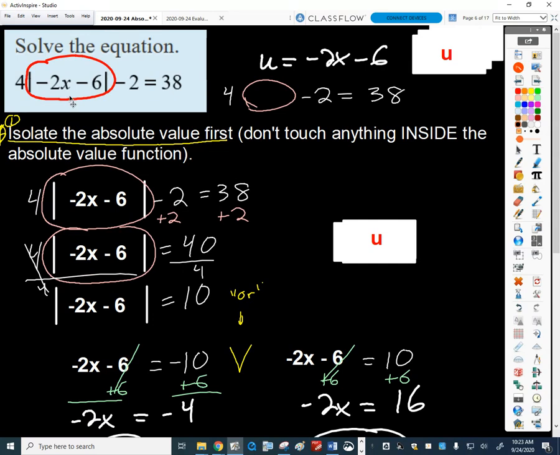If I plug -8 in, let's see what we get. So I get -2 times -8 is 16. 16 minus 6 is 10. The absolute value of 10 is 10. 4 times 10 is 40. Minus 2 is 38. Check, it works. I would just do that for both solutions.